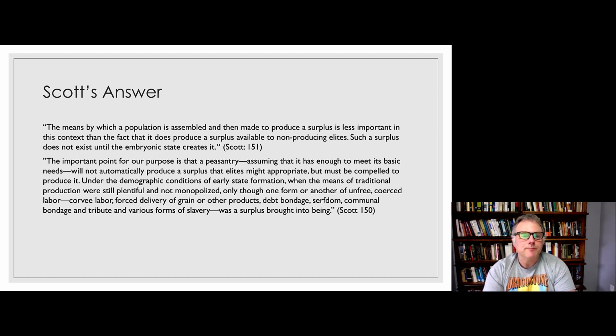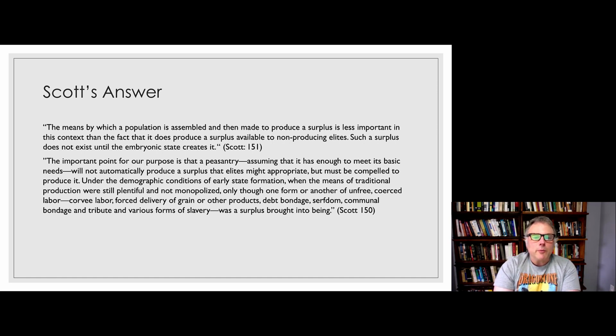recapitulate his punchline. So on page 151, Scott says, the means by which a population is assembled and then made to produce a surplus is less important in this context than the fact that it does produce a surplus available to non-producing elites. Such a surplus does not exist until the embryonic state creates it. And then next page, the next thing that I think is relevant to his answer. I'm going to sum all this up and tell you how this amounts to his answer here in a second, but let me just read it first.